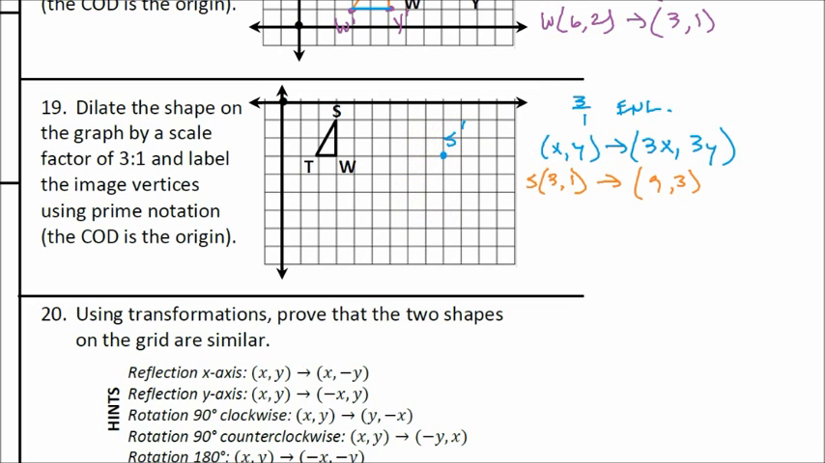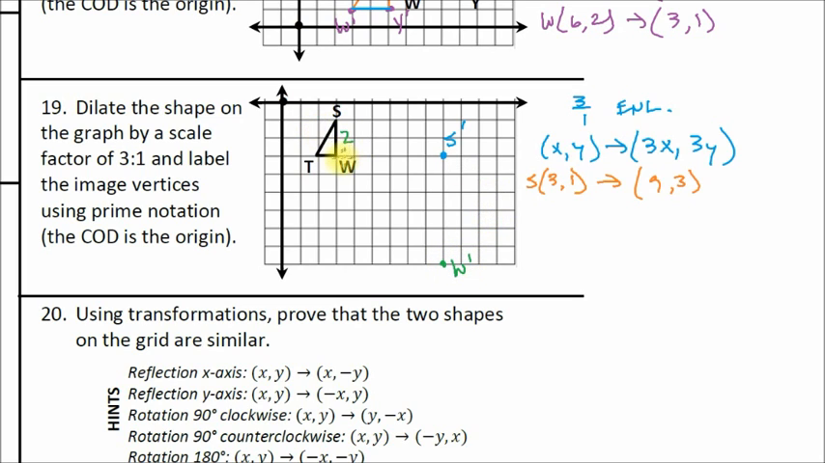Now here's what I can do that will make my work a little bit faster. If I know my scale factor is 3, then I know from S to W the length's going to triple. So S to W is 2. That means my distance to W now will be 2 times 3 is 6. 1, 2, 3, 4, 5, 6. Here's my shortcut. So that's now W prime.